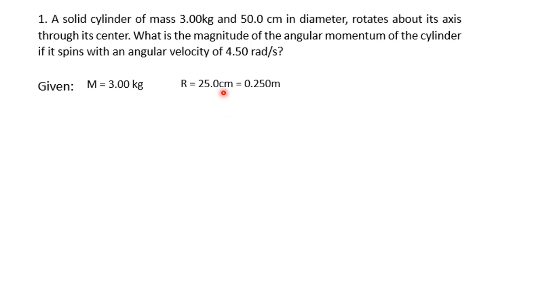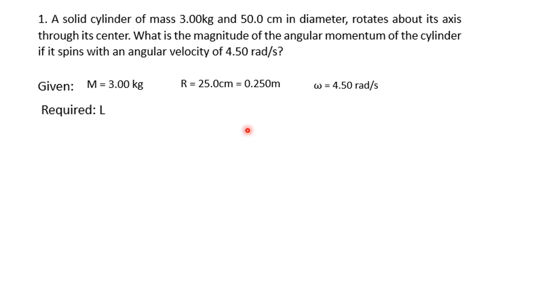So we need to convert centimeters to meters. So we have 25 over 100. So the result is 0.250 meters. And lastly, we also are given the angular velocity, which is 4.50 radians per second. So how do we calculate the angular momentum?